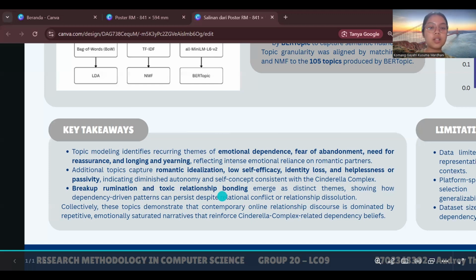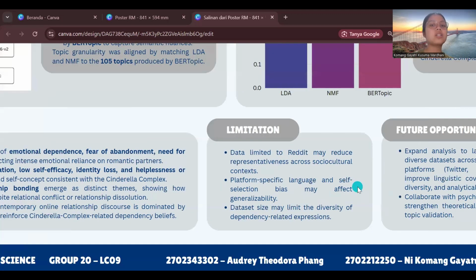Okay, next, the limitations of the study. The first one, the data only comes from Reddit, so it may not represent people from different cultures or backgrounds. The second one is the way people write on Reddit and the fact that users choose to share their own stories, which is actually a self-selection bias.